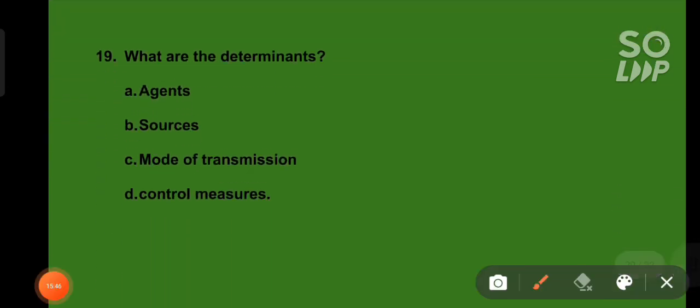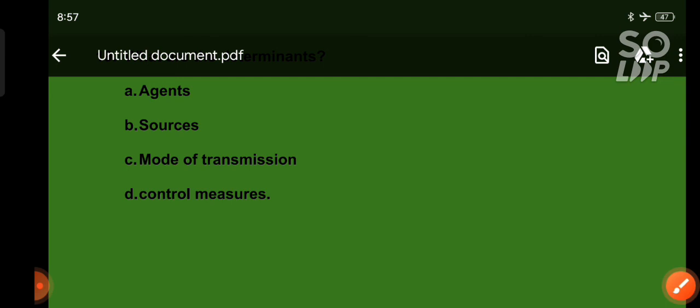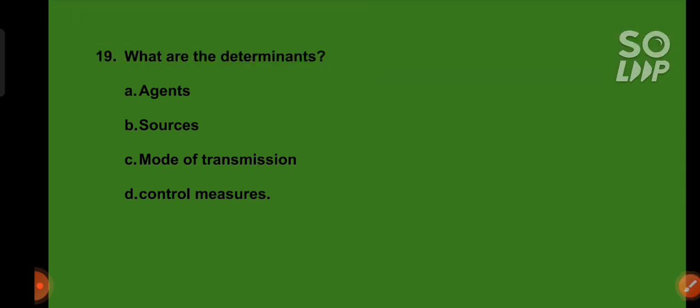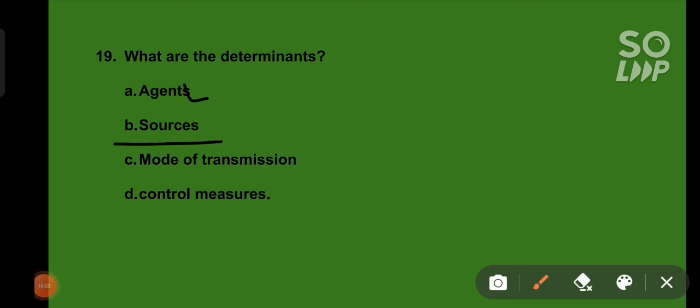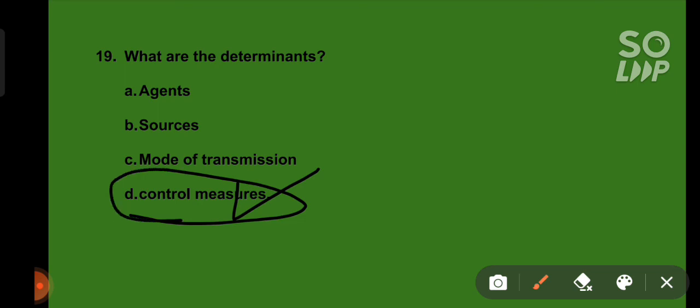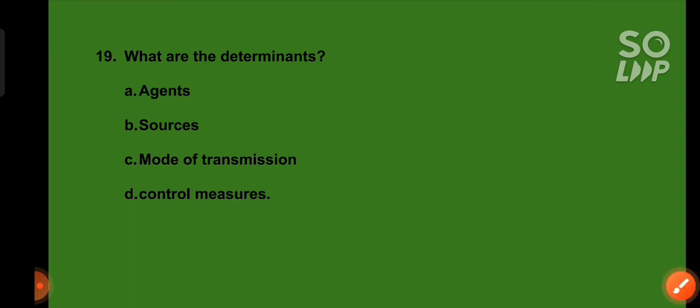The next question is, what are the health determinants? Sorry, this is a spelling mistake. The options are option A, agents, option B, sources, option C, mode of transmission, option D, control measures. The right option is control measures. Option D is the right answer. So the health determinants are the control measures of infection prevention.